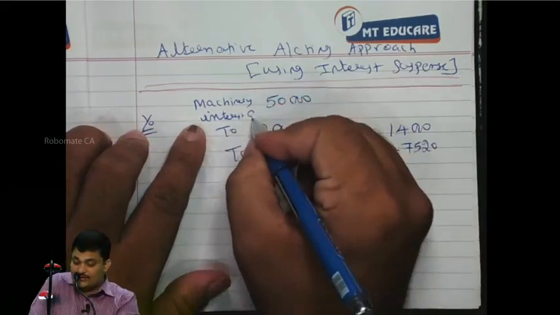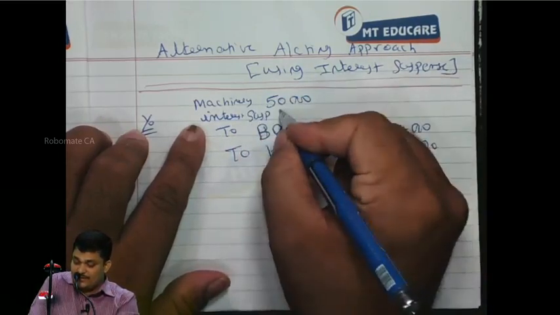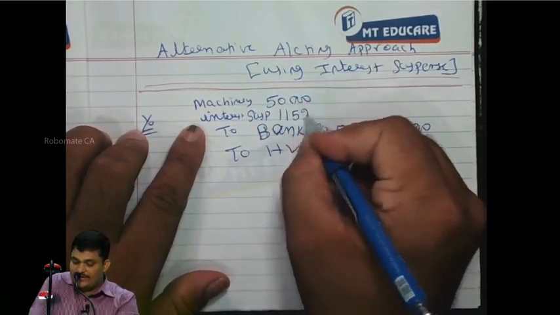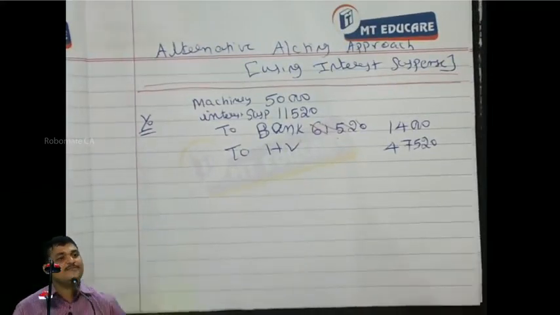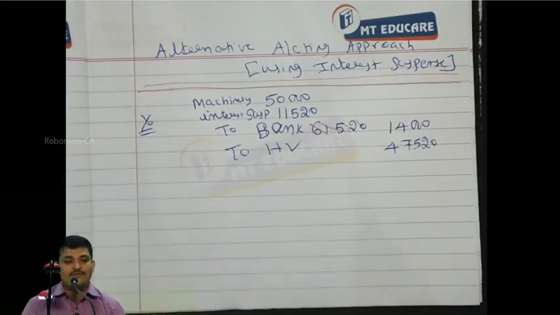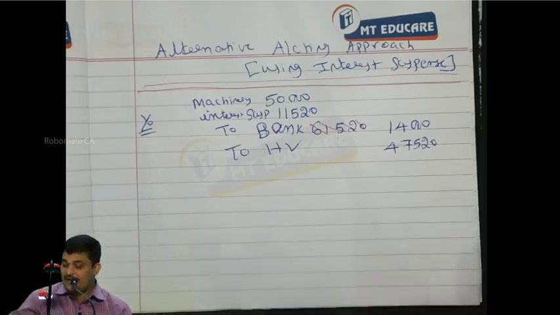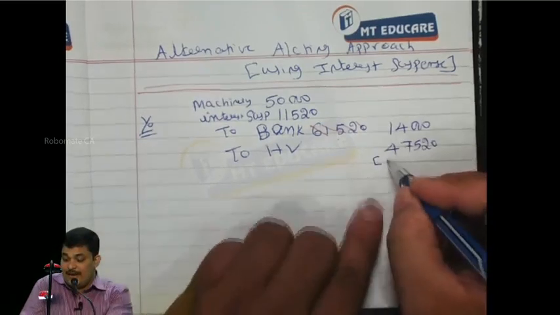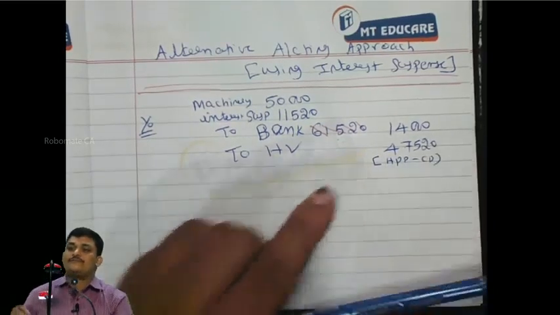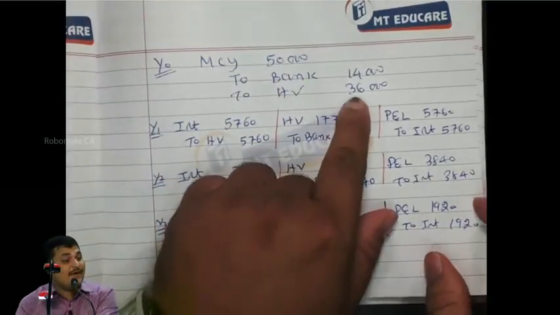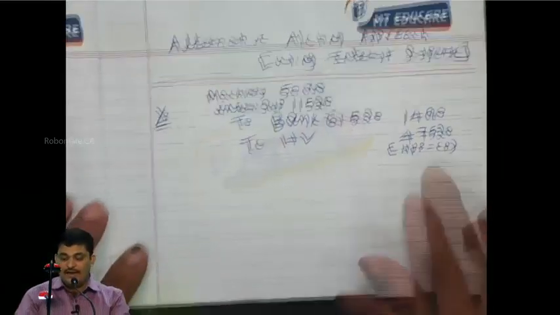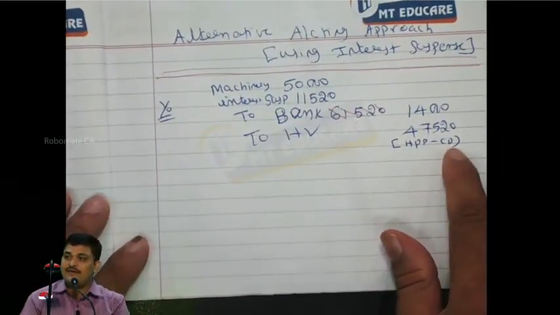So thereby I use a word called suspense, interest suspense, 11,520. What is the entry, sir, now? Machinery at cash price. Machinery at cash price, interest suspense to the extent of total interest. Credit bank to the extent of the down payment, and to hire vendor, which will be the balance, which is nothing but HP price minus down payment. In the first approach, hire vendor, what, sir? Cash price minus down payment. In the second approach, what, sir? HP price minus cash down. Could you appreciate that? Now what happens?